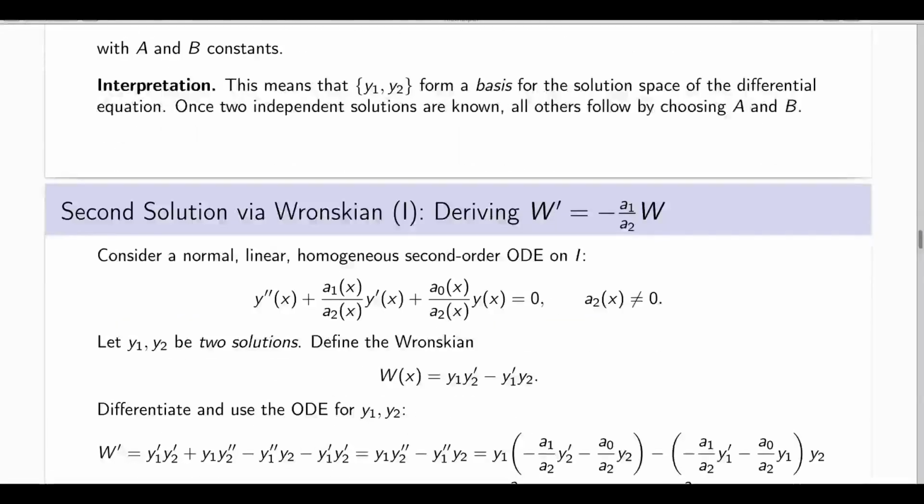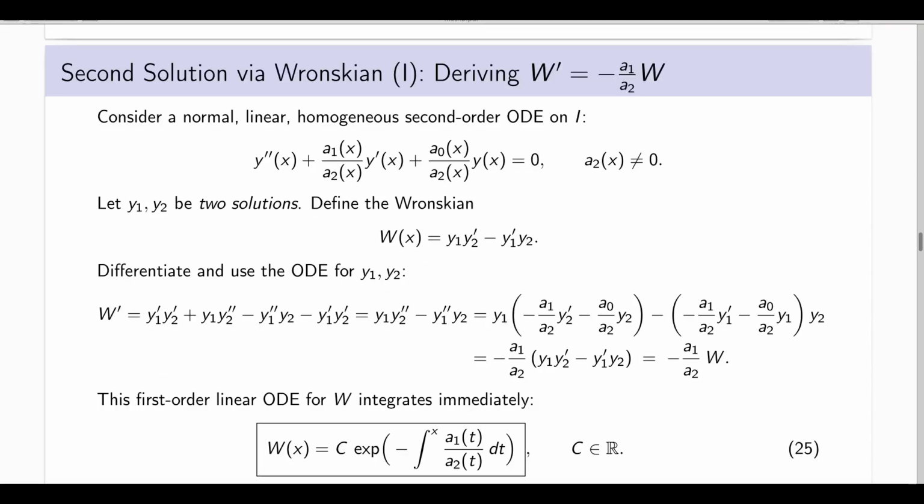In fact, the Wronskian provides a way to construct one of these two basis solutions directly from the other. Let y1 and y2 be solutions and define the Wronskian w of x equals y1 times y2 prime minus y1 prime times y2. We differentiate w and use the differential equation for both solutions to obtain w prime equals minus a1 over a2 times w. This first-order equation integrates to give an explicit form of the Wronskian given in equation 25.